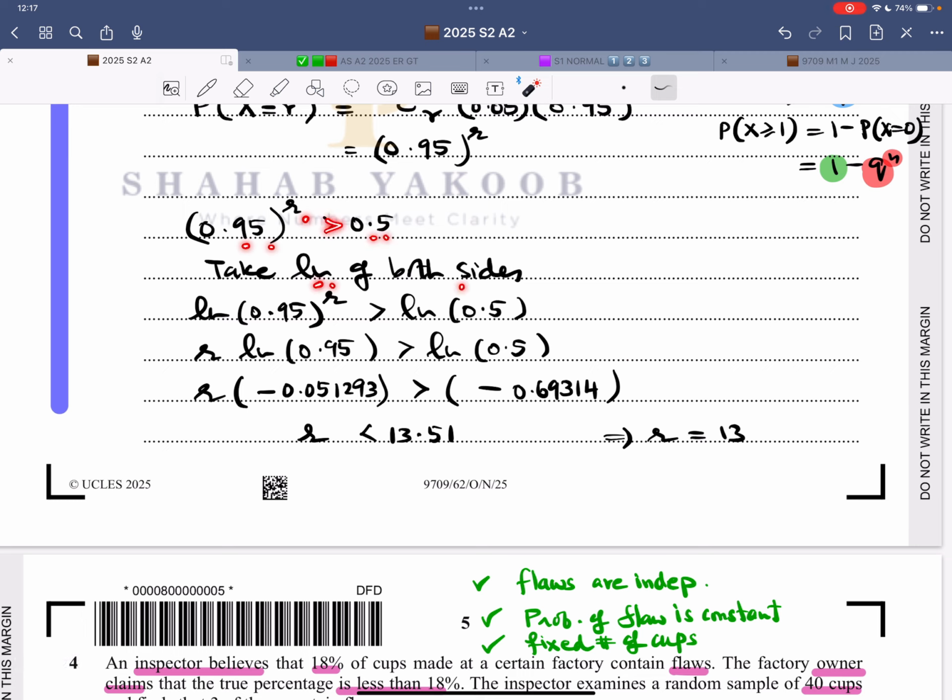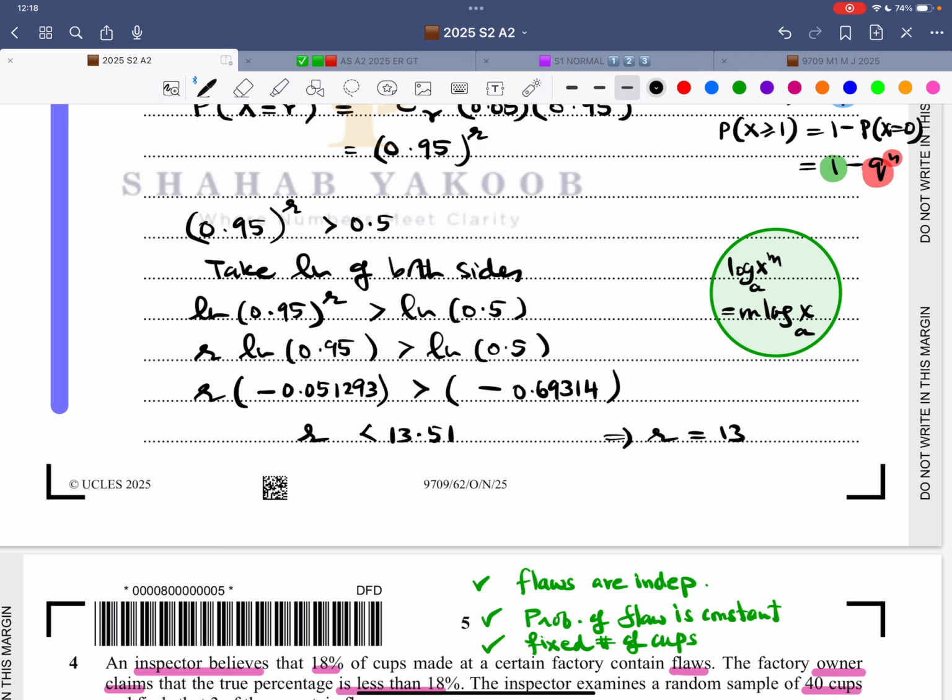Take natural log of both sides. You can equally work with lg. ln of 0.95 raised to power of r, ln of 0.5. r ln 0.95 is ln of this thing. We have used a property of log, that is log x power m base a is m log x base a. So over here, that property is used. This r comes down and multiplies.